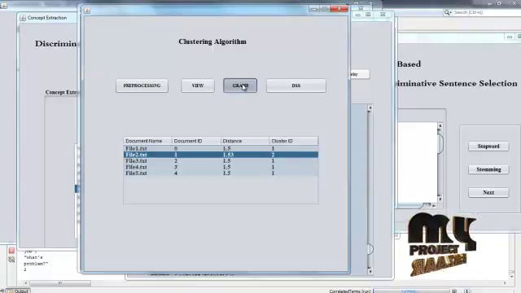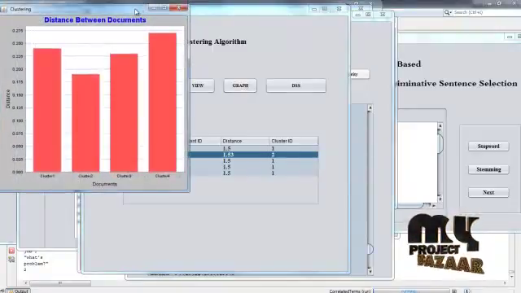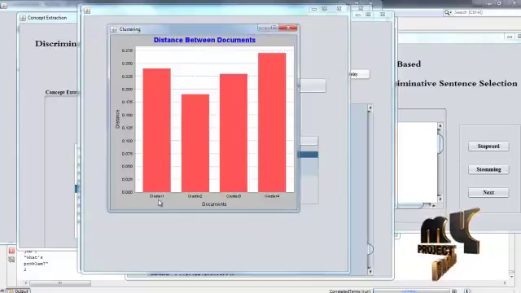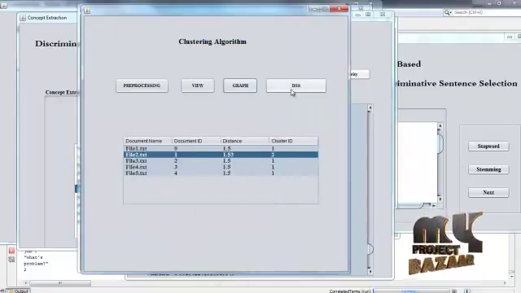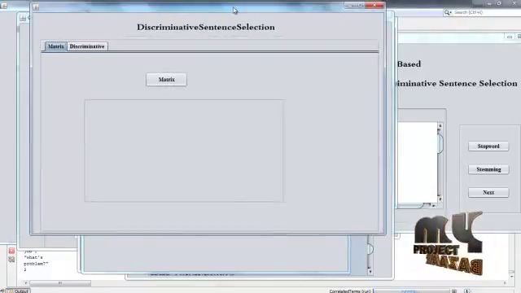Next we go for the histogram. That is the comparison for each document. These are clusters 1, 2, 3, 4. These documents are present in the particular clusters. This is just a graph. Next, finally, is the summarization process.